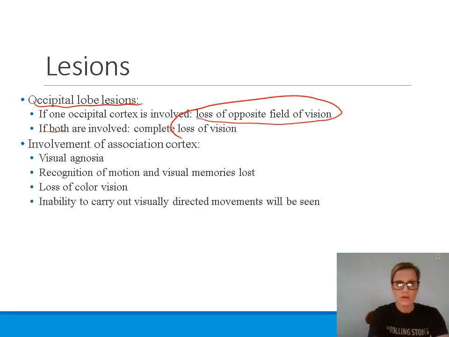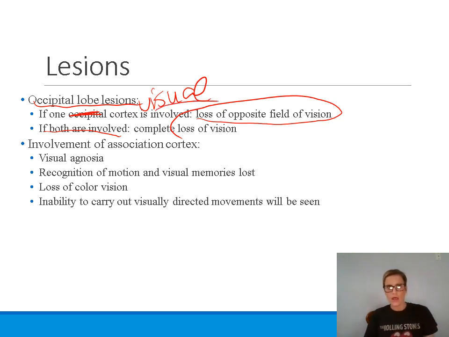If both, this should say visual cortex. Sorry, it shouldn't say occipital cortex, it should say visual cortex. If both of the primary visual cortices are involved, then there's a complete loss of vision. Because this is where the information from your eyes, from your receptors, goes, right? It goes back to the visual cortex, and that's where you get raw data about sight. So if those areas are damaged, you don't receive that data, so you don't see anything.